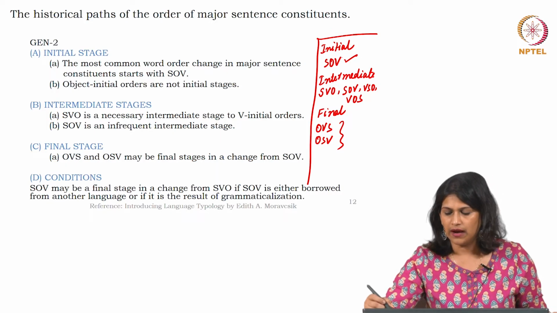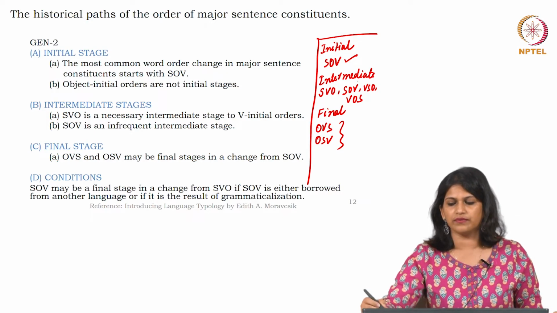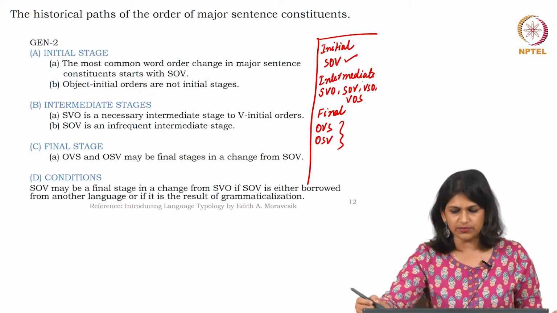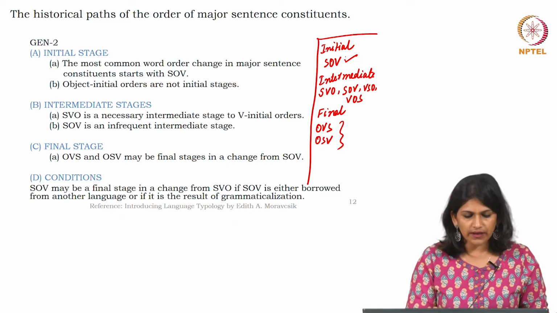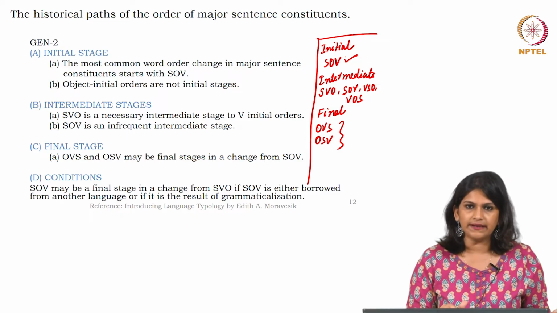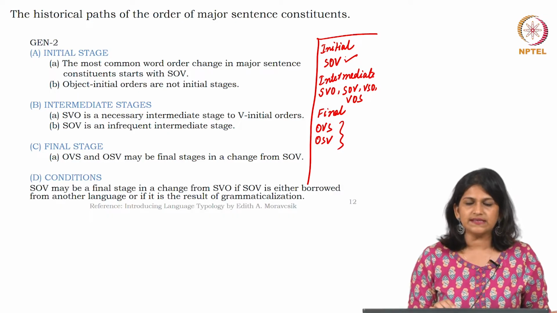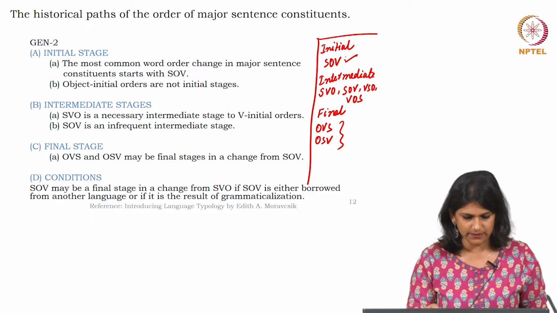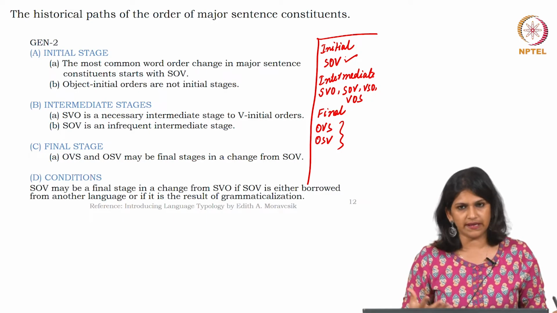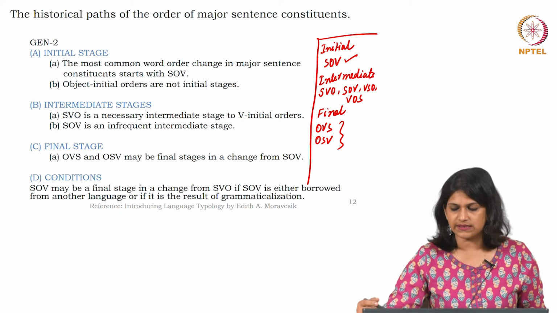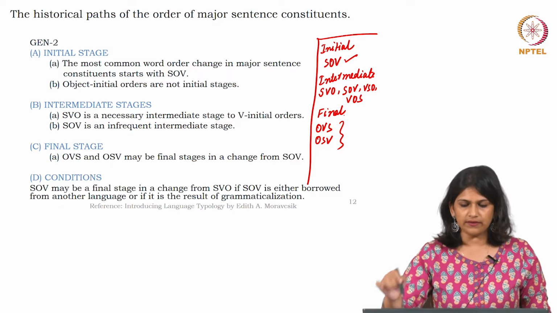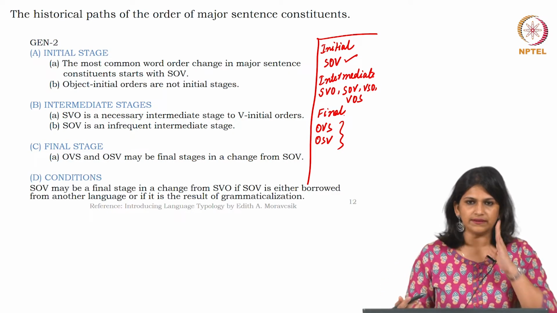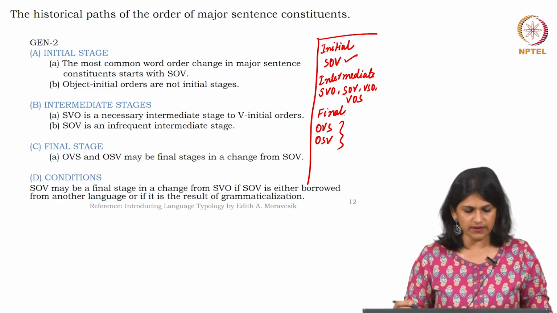Then you can ask me, how come you have SOV in both the initial and intermediate stage? Because you remember the previous arrow marking was that SOV can also be an intermediate stage, but you can consider it as an infrequent intermediate stage, because in most of the cases SOV is always at the initial stage. So, that is the reason why this kind of historical path has been traced so far as the word orders are concerned.